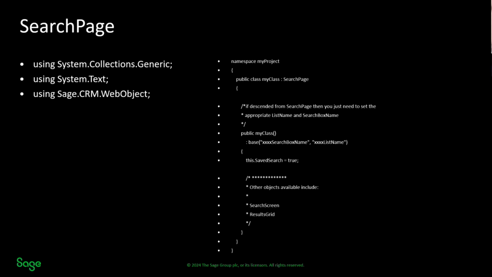Because you've got access to the search screen and results grid objects, you can further customize this. You can also notice that if this is a proper entity, you can choose to use the idea of saved searches, and automatically turn on that feature to allow for saved searches to be used.